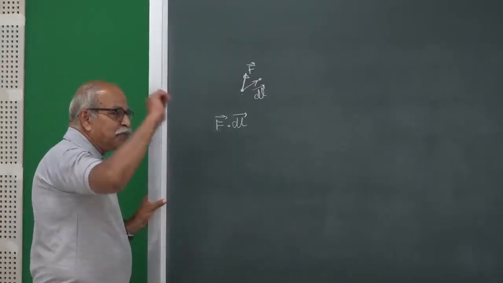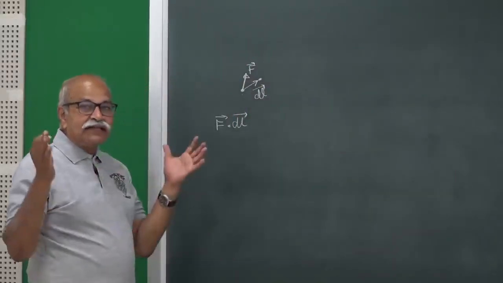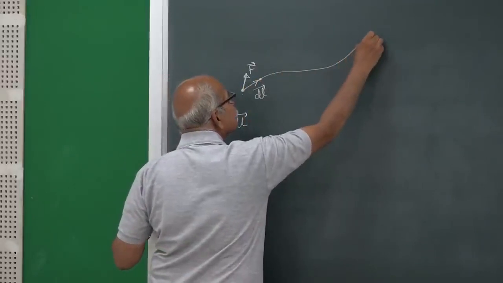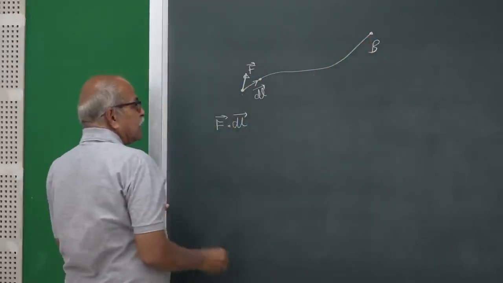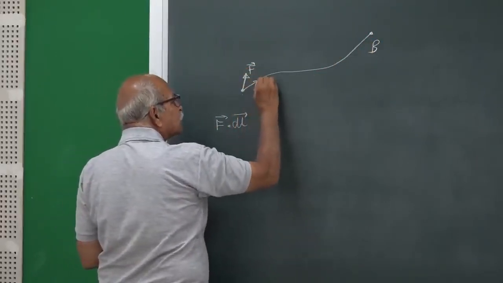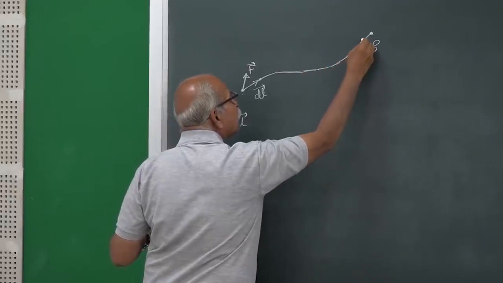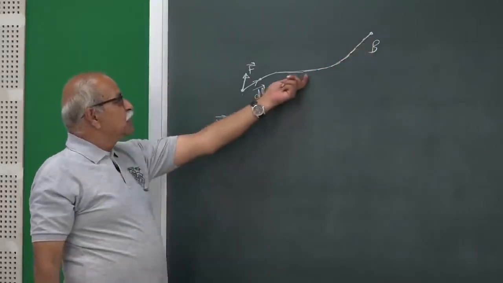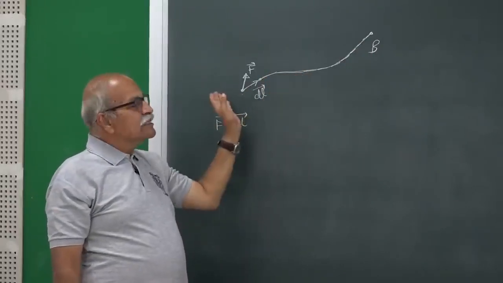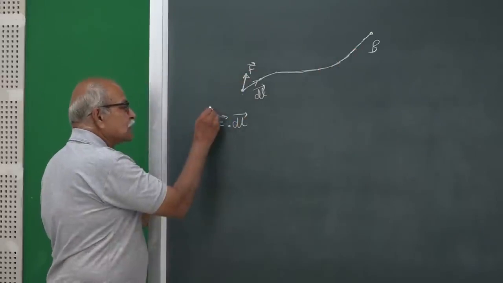Now the important point was that if I take a finite displacement, if I take a finite time in which this particle goes from here to somewhere here, and this is B, I can ask what is the total value of the sum of this F dot dl on this path. I go along with the particle, I take each small infinitesimal part here, calculate this F dot dl and do it for the entire path from A to B, and then sum all these things. This we call integration.